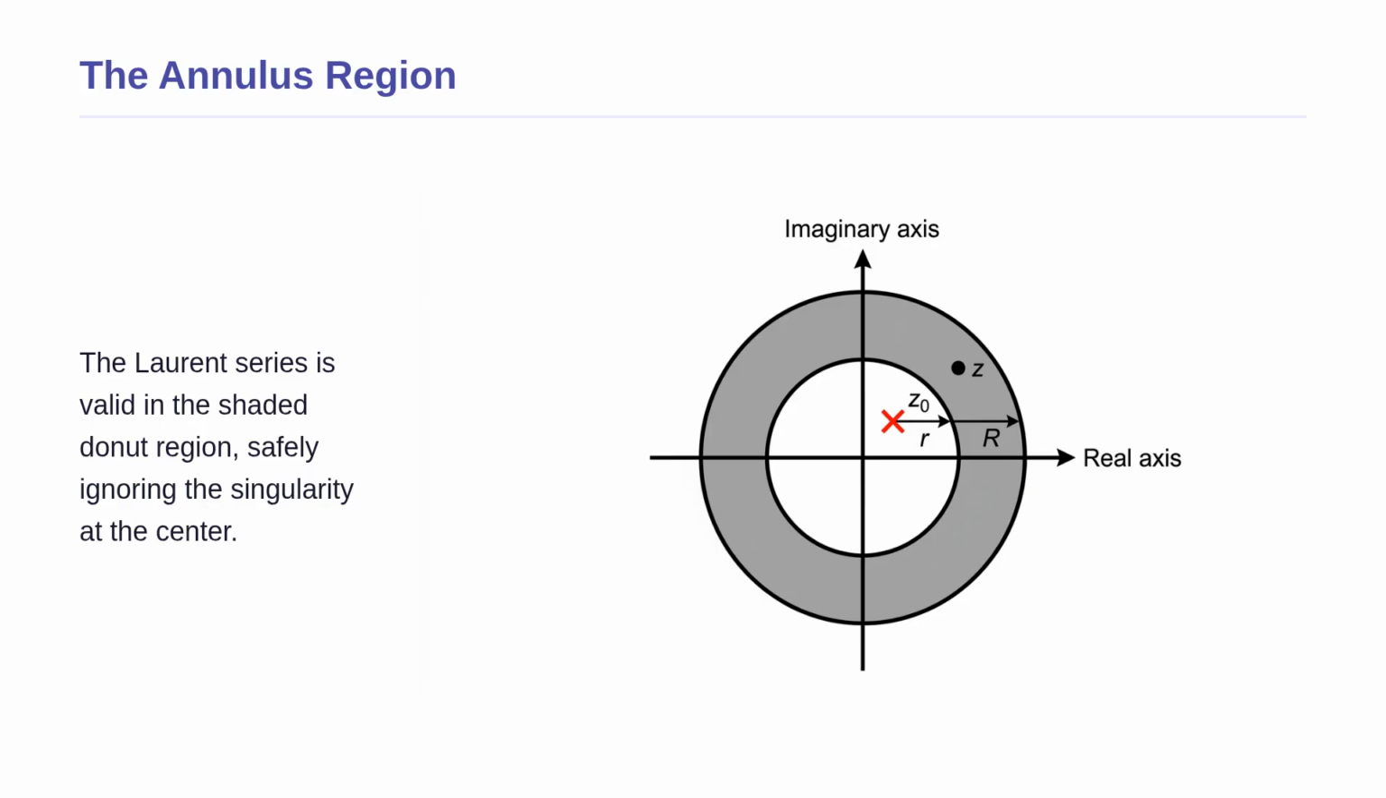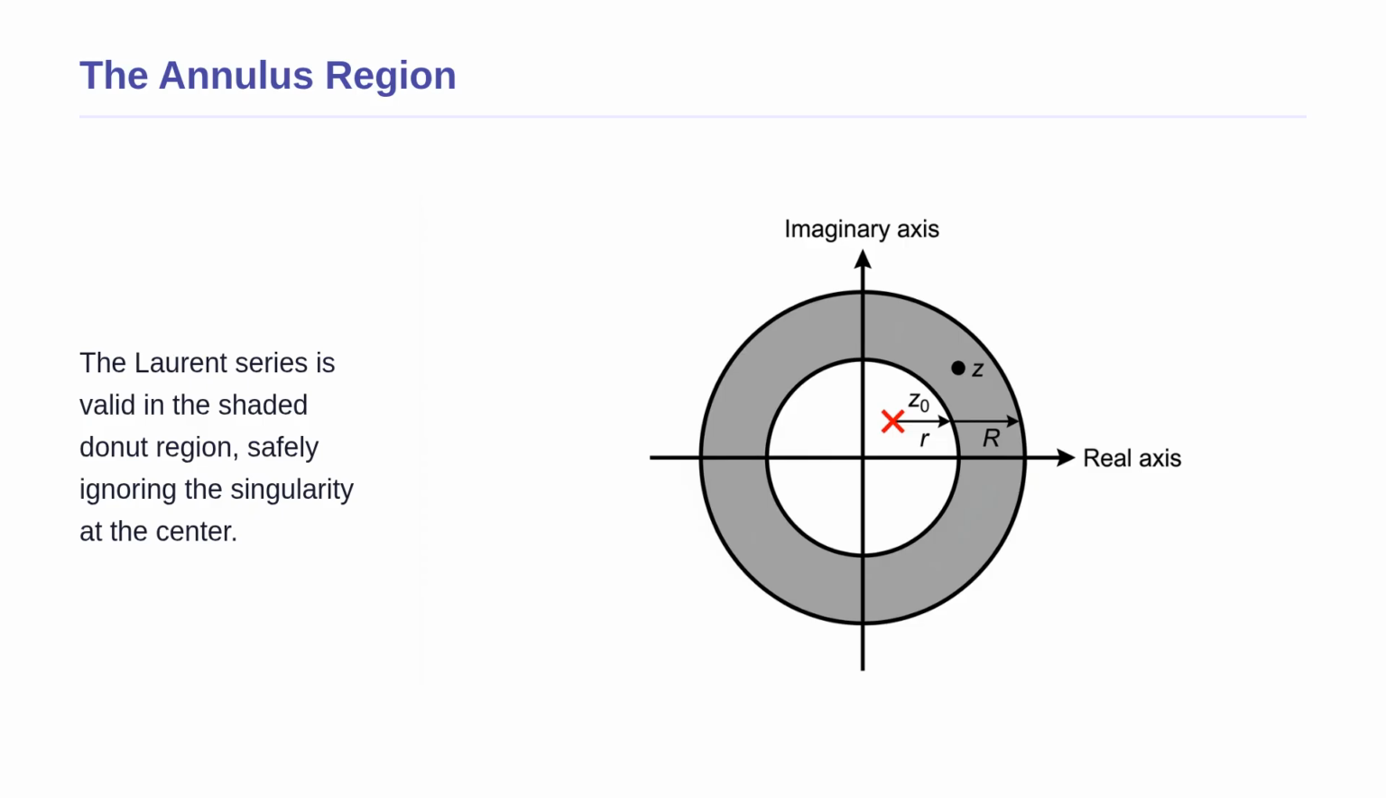Now that we have introduced the concept, let us visualize where a Laurent series actually lives. Here we see the complex plane with real and imaginary axes. Right in the center, marked by a red X, is our singularity, z0. This is the danger zone, where the function breaks down. Notice the two concentric circles forming a shaded donut shape around the center? The inner radius is little r, and the outer radius is big R.